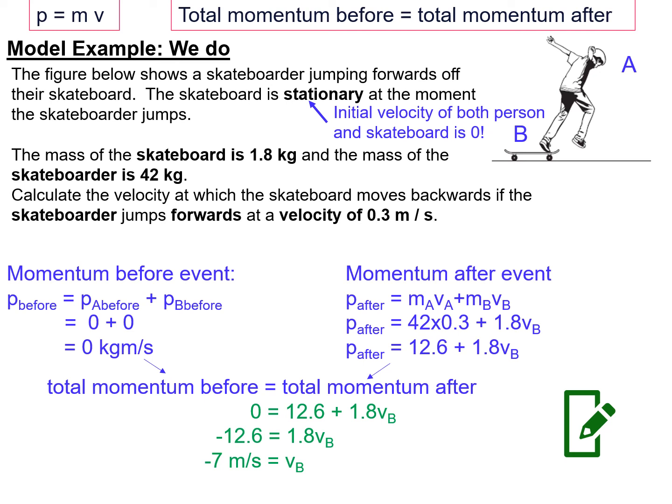Note how the answer here is negative. That is crucial. If the forwards direction is positive 0.3 meters per second, then the fact the skateboard moved backwards means we expect that negative sign. That negative sign shows us the velocity is in the opposite direction. So we could write this as the velocity of the skateboard is 7 meters per second backwards.